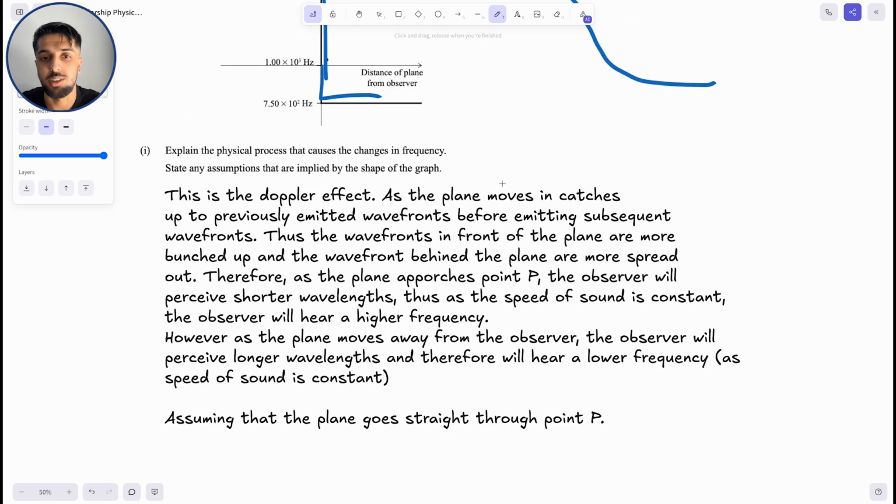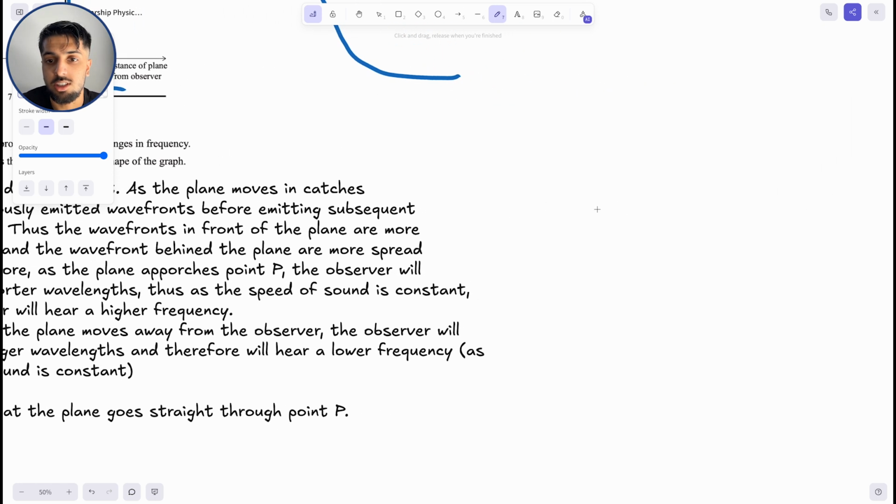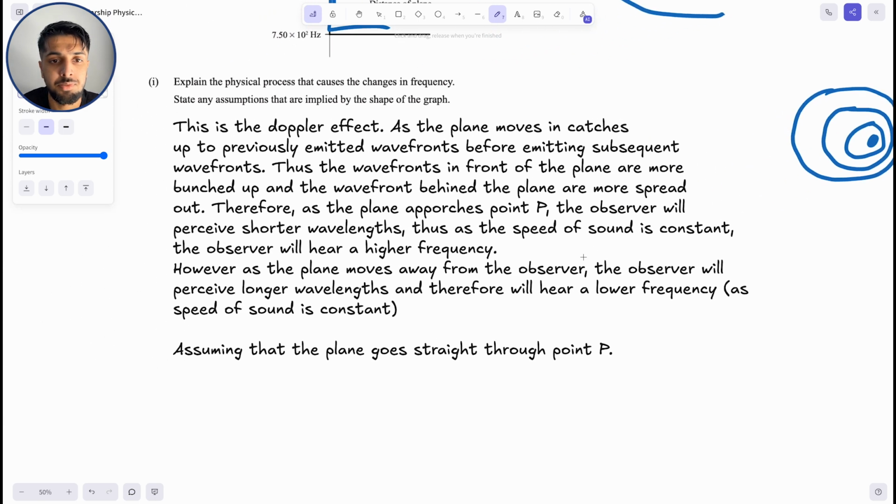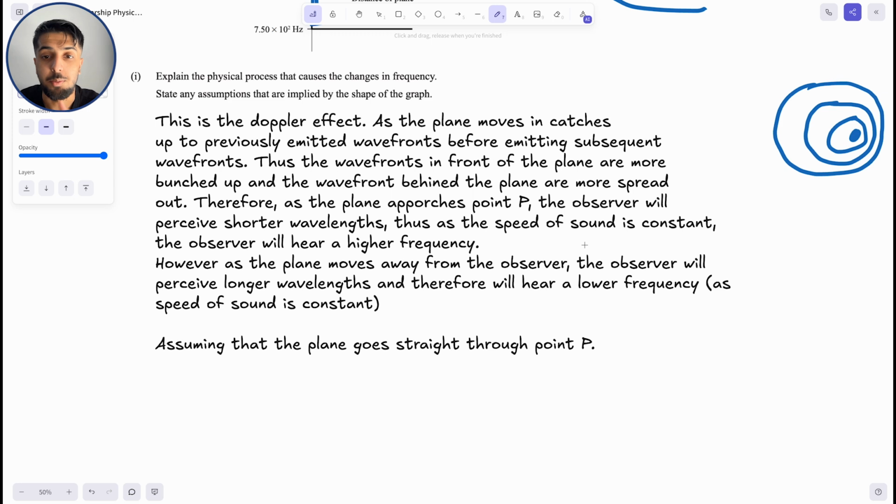This is the Doppler effect. As the plane moves, it catches up to previously emitted wavefronts before emitting subsequent wavefronts. Thus, the wavefronts in front of the plane are more bunched up, and the wavefronts behind the plane are more spread out. So essentially, the wavefronts will look something like this. Therefore, as the plane approaches point P, the observer will perceive shorter wavelengths.